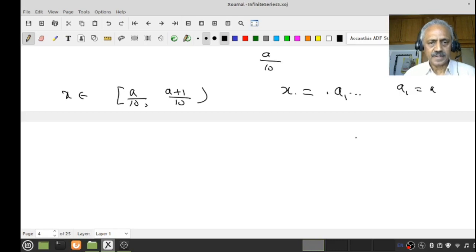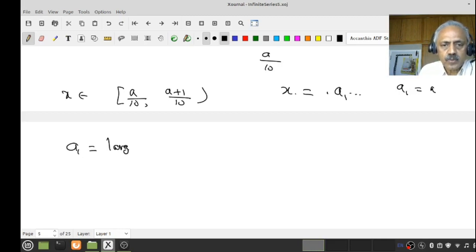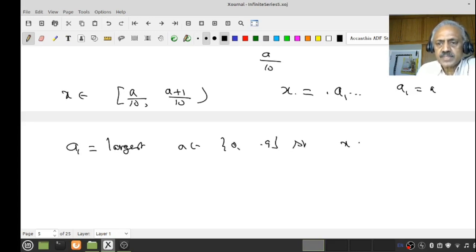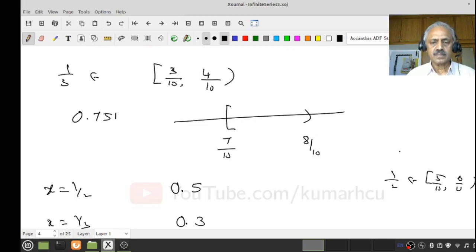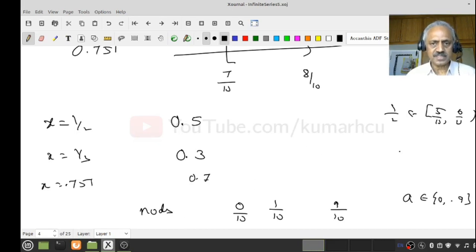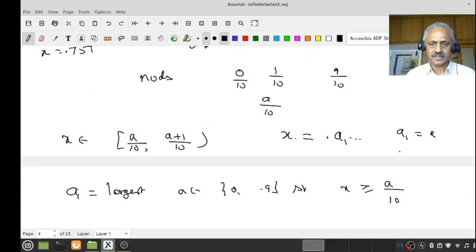Is it okay? Right. Now how do I find this? So what is the A1? A1 is the largest A in 0 to 9 so that x is greater than or equal to A by 10. That's it. For example, take x equal to half. Then half is greater than 0 by 10, 2 by 10, 3 by 10, 4 by 10, 5 by 10, and that's the largest. 6 by 10 it is not. And similarly 1 by 3, the largest is 3 by 10, since 1 by 3 is greater than 3 by 10 but less than 4 by 10. Follow that?